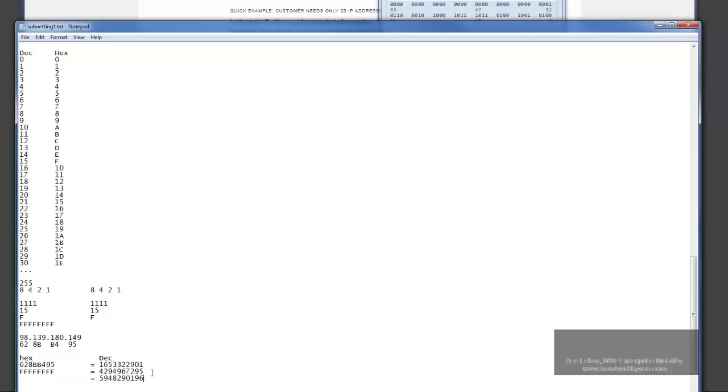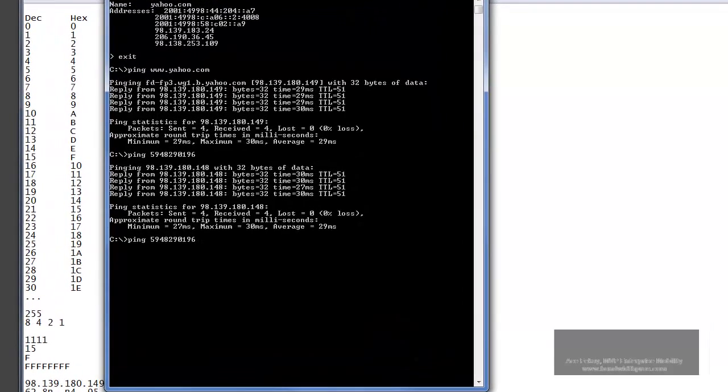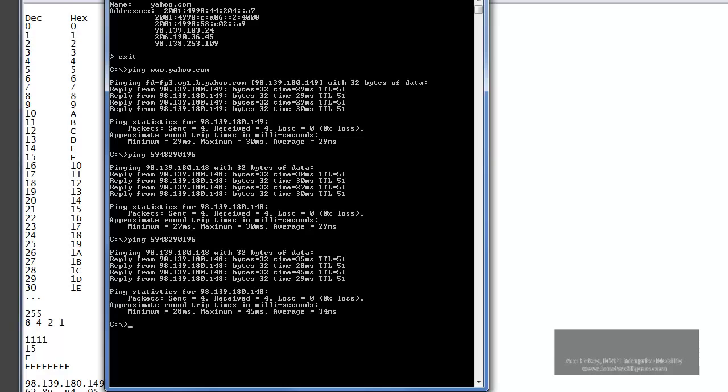Equals that number there. I am going to take that number there and, whoops, I should have put it on your screen here. Notice that I took that number there, 594.82.8901. I pinged it. Look at the IP address. It's actually one below here. You see that? How'd that get lost? It got lost in the binary translation.